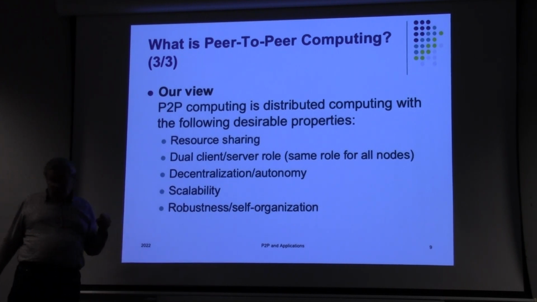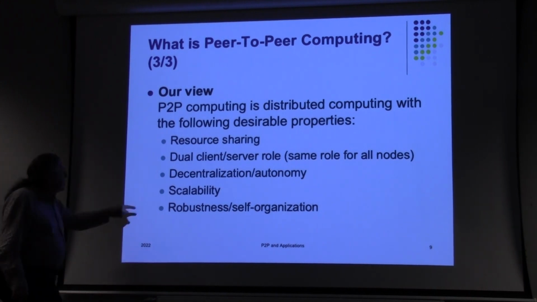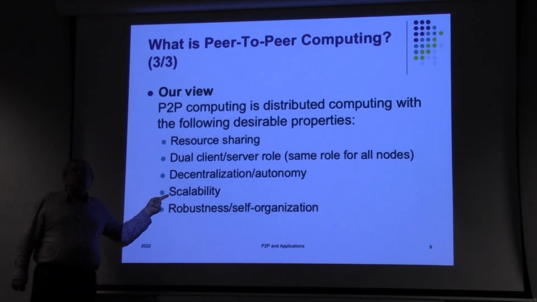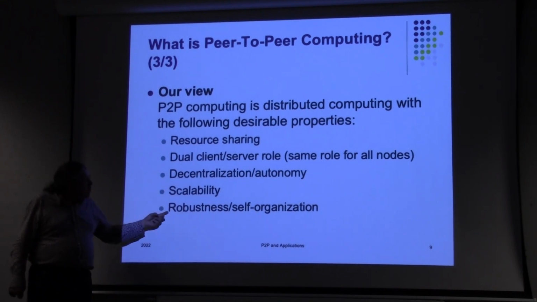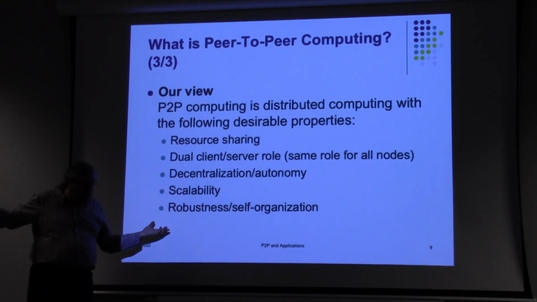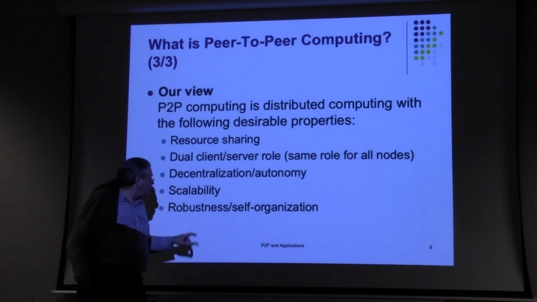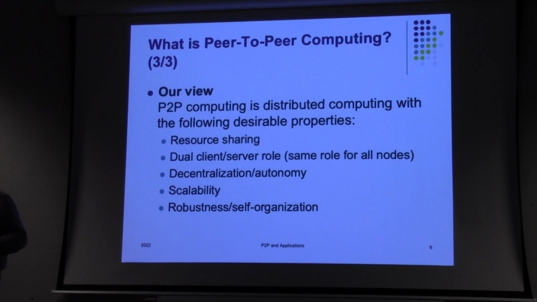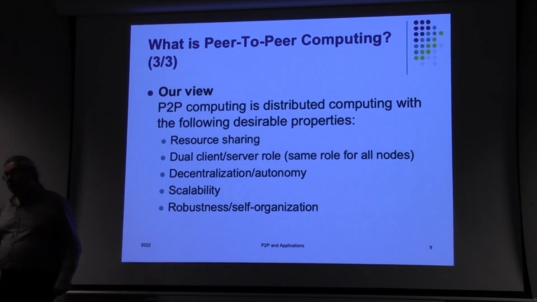Decentralization means there are no servers, again. All the nodes are equivalent. And scalability means the number of nodes does not matter, it keeps working. And also it's robust. Because the number of nodes is very large and changing, the system has to organize itself. Self-organization is robust. Okay, so we're going to see how self-organization works.